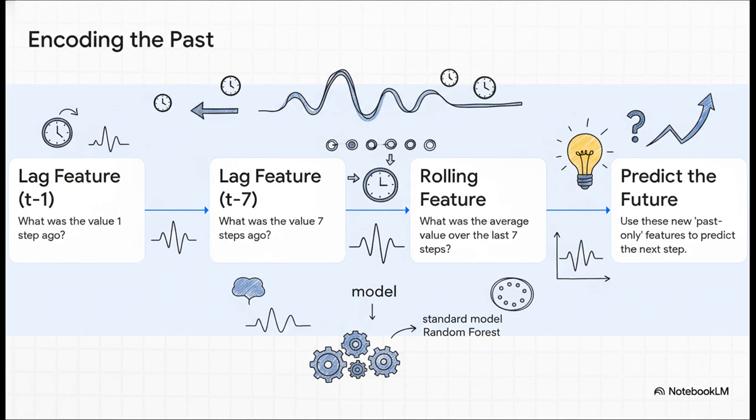For every point in time we want to predict, we just add new columns that describe the past. What was the sensor reading a day ago, a week ago? What was the average reading over the last 7 days? Now, a totally standard model, like a random forest, can use these new memory features to predict tomorrow using only information it's actually allowed to know.